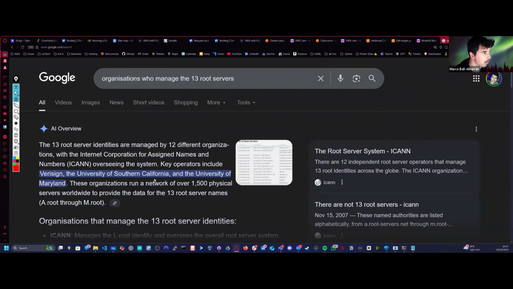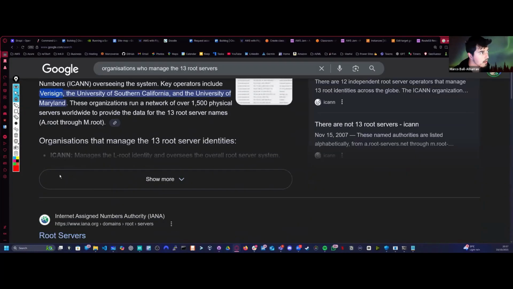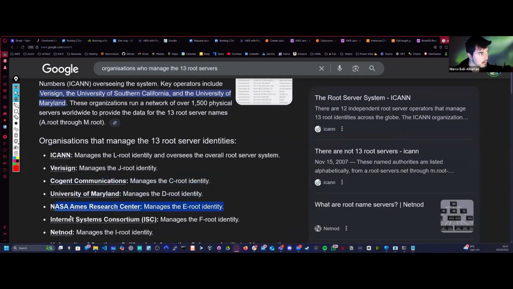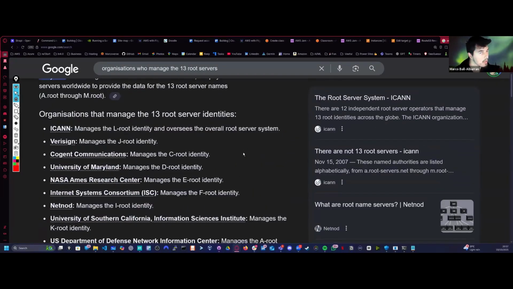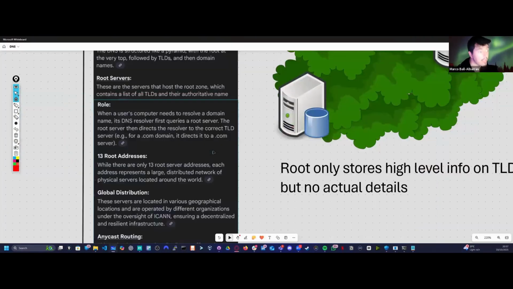So University of Maryland, University of Southern California, VeriSign, ICANN, NASA. Cloudflare apparently not. Anyway, these organizations all independently host these 13 root servers.